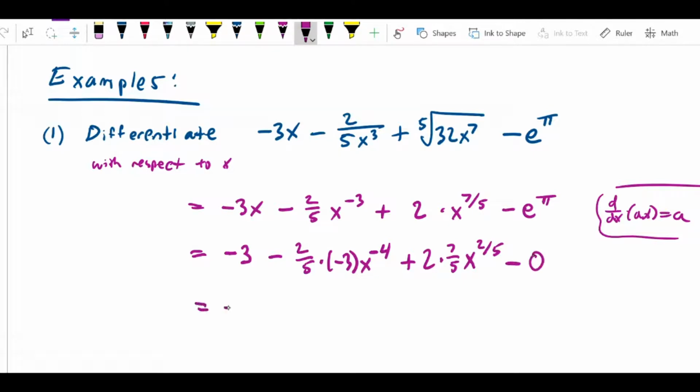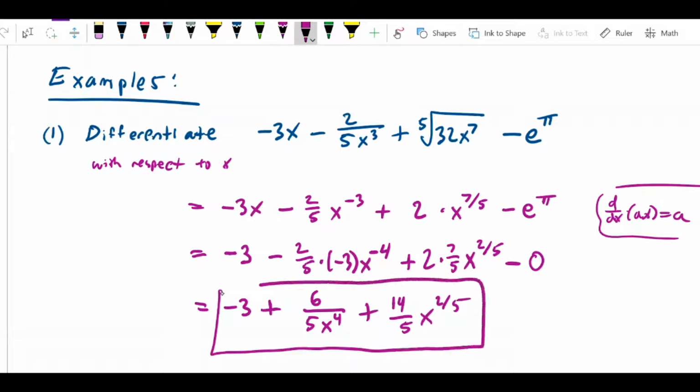And finally we can clean this up a little bit. This is going to be 3/5 plus 6/5 x to the negative 4. Actually, let's write this in positive exponent form. So that's going to be 6/5 over x to the 4. So let's put that there. And then this is going to be 14/5 x to the 2/5. So that is the derivative of that function.